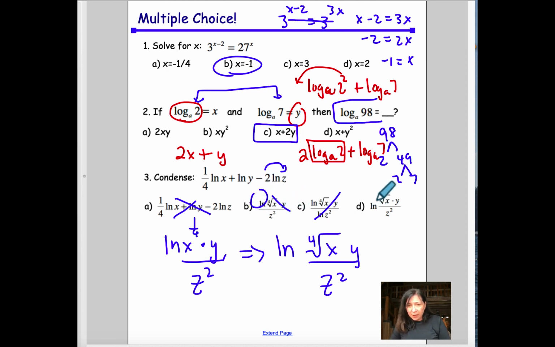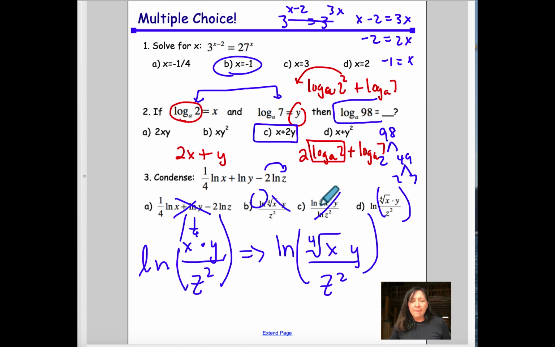ln has to be in front because it's for a quantity. Like this is a quantity. See that? Quantity. This is a quantity. And this, even this is a little questionable. Let me make sure that that's out front. And so this would be my answer. So my final answer for this problem would be D.